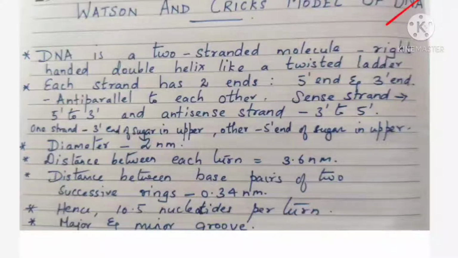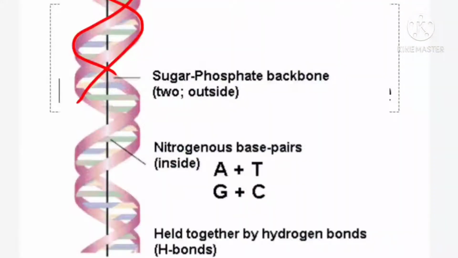If you are looking at the structure, DNA is a double-stranded molecule. So how many strands are there? There are two strands. You can find this is one strand, and this one is the other strand. So how many strands are there? Two, and they are right-handed.